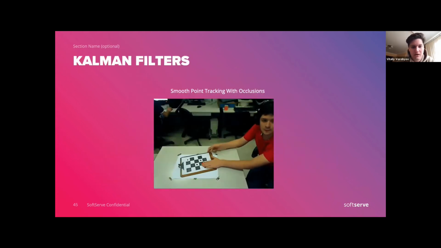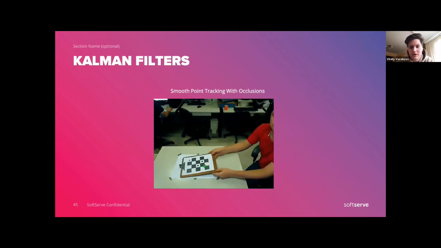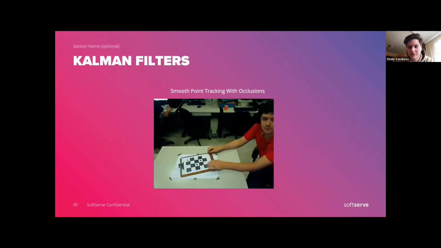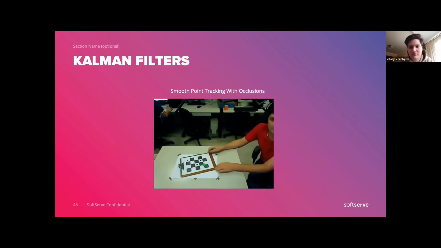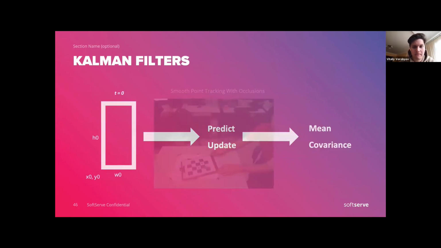Let's move next. The next is Kalman filters. And Kalman filters are very popular for tracking obstacles and predicting current and future positions. They are used very often in augmented reality and mixed reality, as they are able to provide stable object tracking even with some occlusions. Let's take as an example bounding box tracking using Kalman filter.